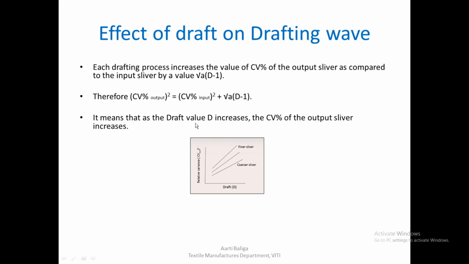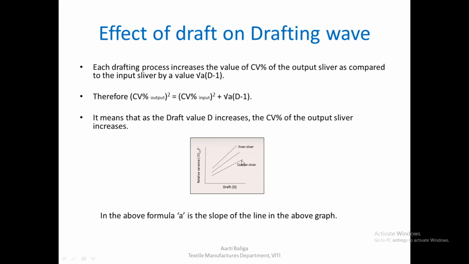So it means that as the draft value D increases, the CV of the output sliver will increase. You can be very sure that when this D value keeps on increasing, this value will definitely increase. So this graph is correct. As you increase the draft, the drafting wave effects will be intensified. That means irregularity will increase. In the above formula, A is the slope of the line in the above graph. So A is the slope of this line. Now one more thing you can observe is that you have been given coarse sliver as well as fine sliver.